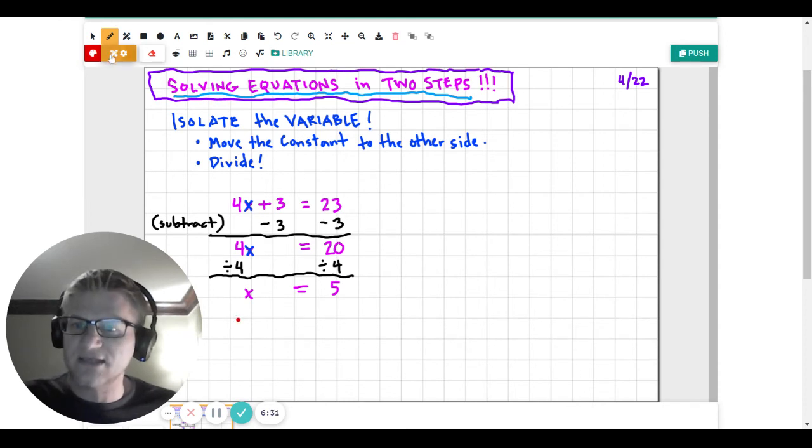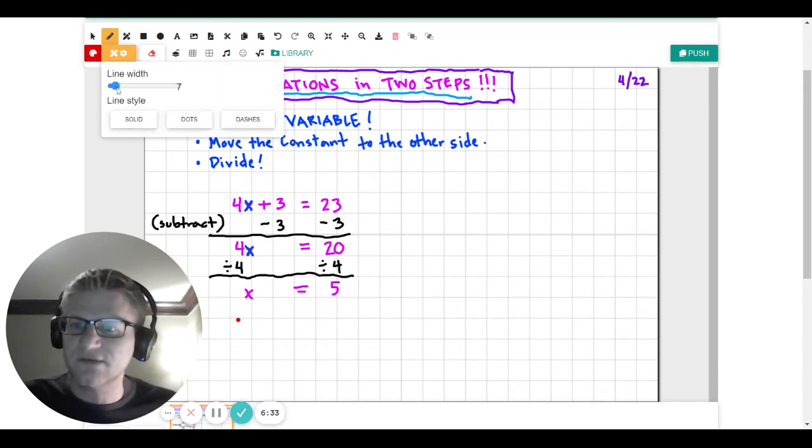Oh, I'm sorry. I got to go back and change my size. It always changes the size for some reason. I don't like that.